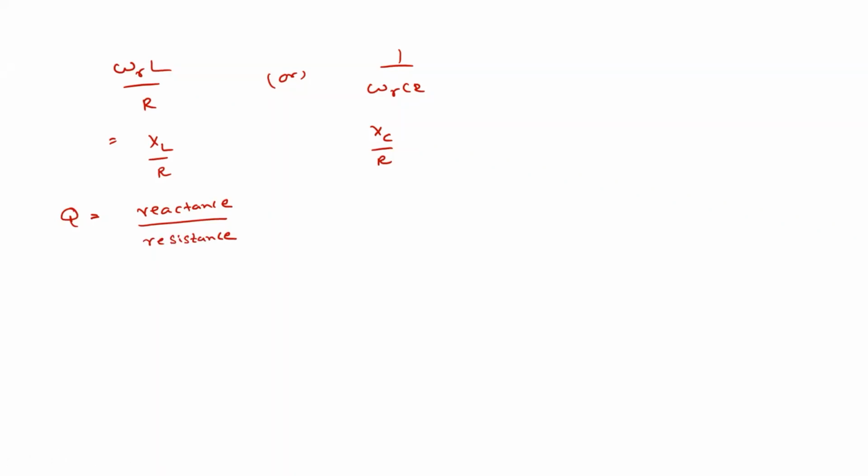Right. If you multiply by I square, you get I square into XL by I square into R. What is I square into XL and I square into R? What kind of power is it? Reactive power divided by active power. Agree? So this is the quality factor.